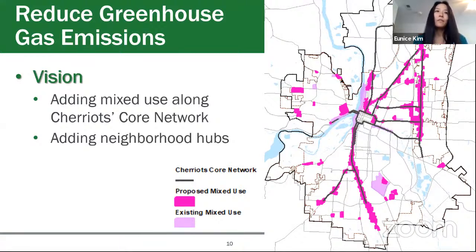So a lot of the mixed use that we're proposing to add, that bright pink, about 1,700 acres we're planning to add, are along that core network. So we'll be talking a lot about that core network today and any changes we want to make in terms of the development that happens in that area. In addition, we are adding neighborhood hubs throughout the city, and I'll talk a little bit about that today as well.